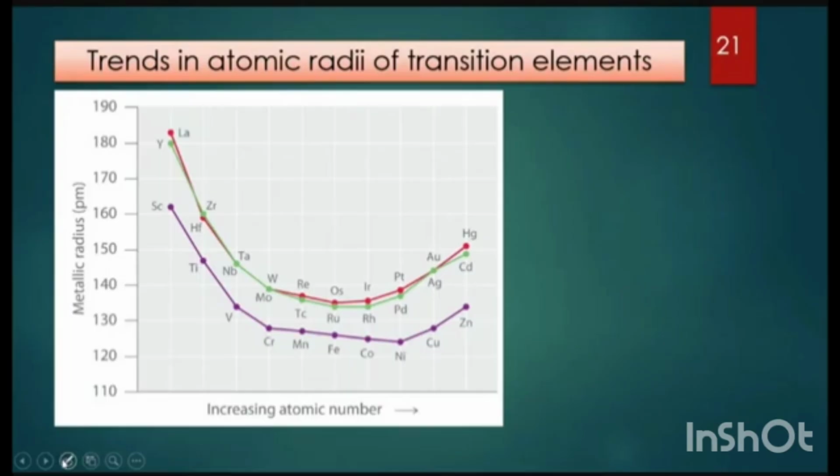We have already come to know that when you move from the first transition series to the second transition series, there is a considerable increase in the atomic radii. But look at the green dots and red dots. They are very close to one another. That means the atomic radii of the second and third transition series are virtually the same. That's what the graph says.